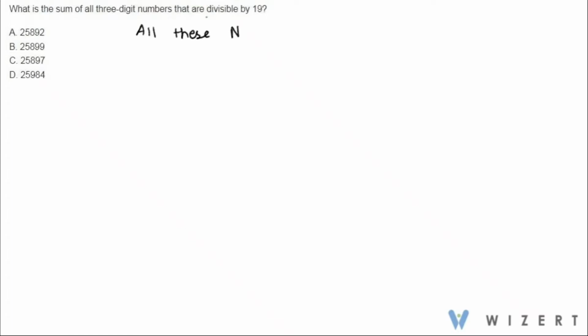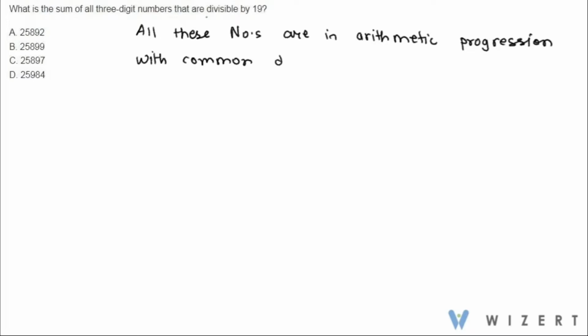these numbers are in arithmetic progression with common difference equal to 19.